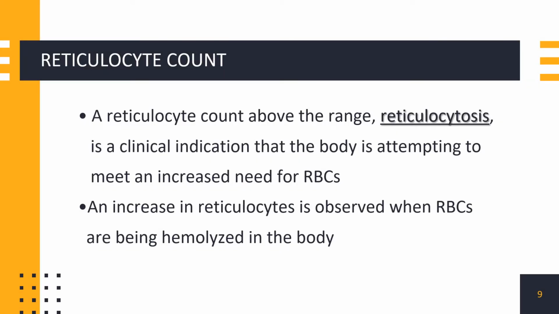A reticulocyte count above this range, also called reticulocytosis, is a clinical indication that the body is attempting to meet an increased need for RBCs. An increase in reticulocytes is observed when RBCs are being hemolyzed or destroyed in the bloodstream. As an anemia gets more severe or intense, younger cells that take longer than a day to mature are thrown out into the peripheral blood, and these are the shift reticulocytes.